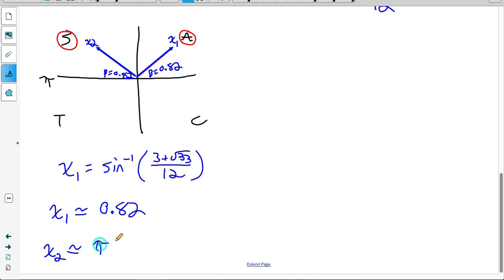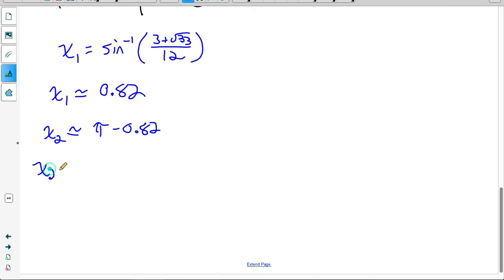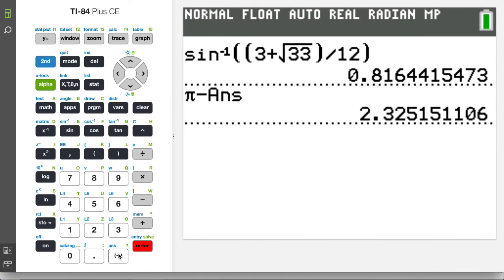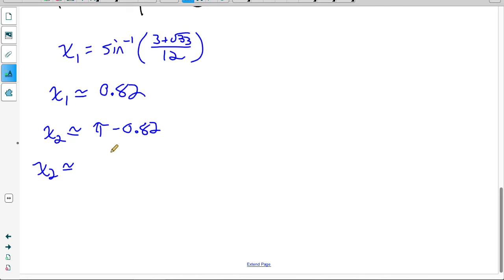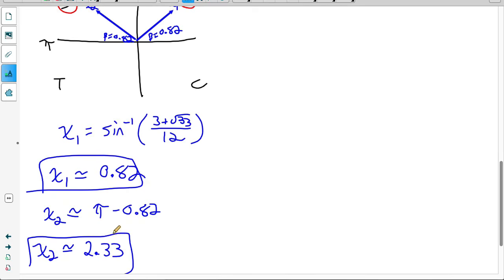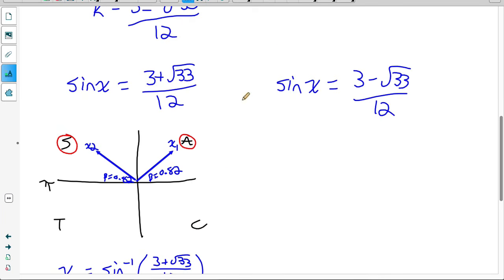So I need to do pi minus 0.82, and that'll give me an approximate value for the second angle. So let me calculate that. I need to do pi minus that reference angle, and I get about 2.33. So 2.33 radians. So I have two answers so far. Answer 1, answer 2. How about from this equation?